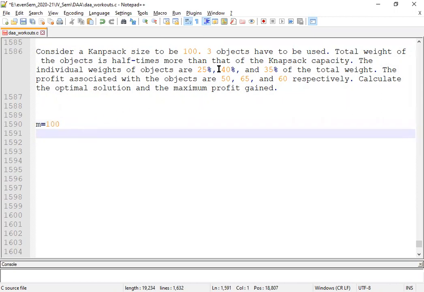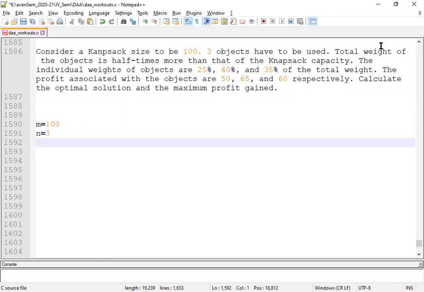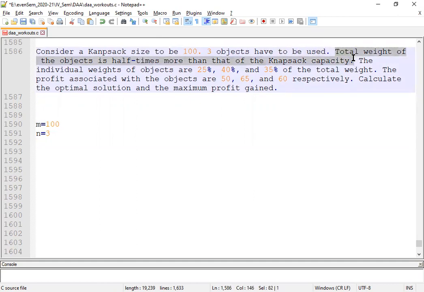Three objects have to be used, right? So three objects means the number of objects over here is going to be three. Let's consider n as 3. N is equal to 3. Total weight of the objects: the total weight of the objects is half times more than that of the knapsack capacity.